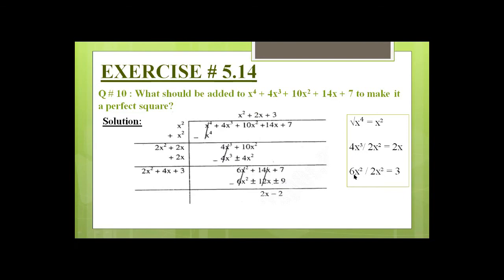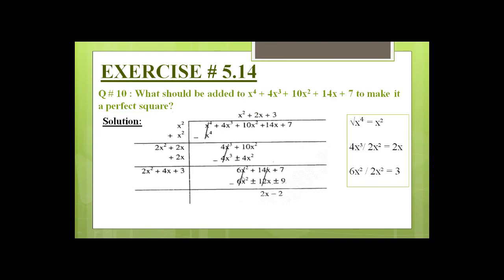X square cancel each other. 2 ones are 2, 2 3s are 6, you will get 3. So write 3 here and write plus 3 here. Also you may write plus 3 here. So now multiply this plus 3. So 3 2s are 6x square. 3 into 4x become 12x. 3 into 3 become 9.